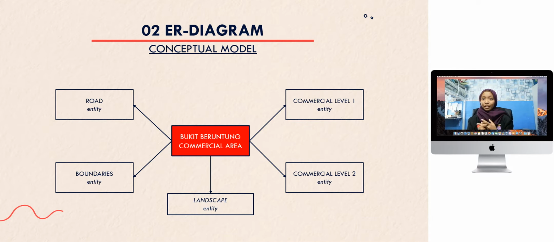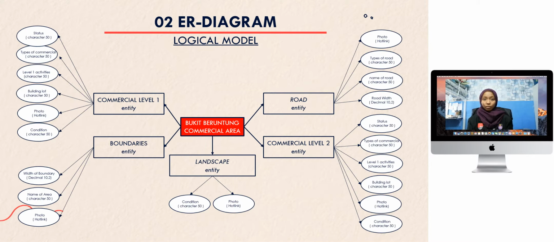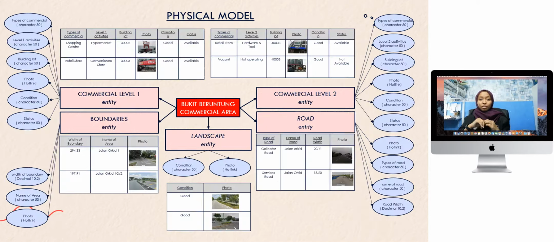Alright, in this study I have 5 entities, which are road, boundaries, commercial level 1, level 2, and also landscape. This is my logical model. For the commercial level, I have photo, type of commercial, activities, building lot, status and condition. For the boundaries entity, I have width of boundary, name of area and photo. For the landscape entity, I have condition and photo. And for the last entity, I have photo, type of road, name of road and also road width. This is my physical model and this is the example.